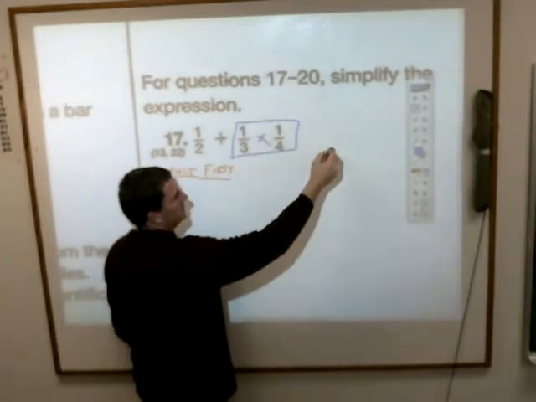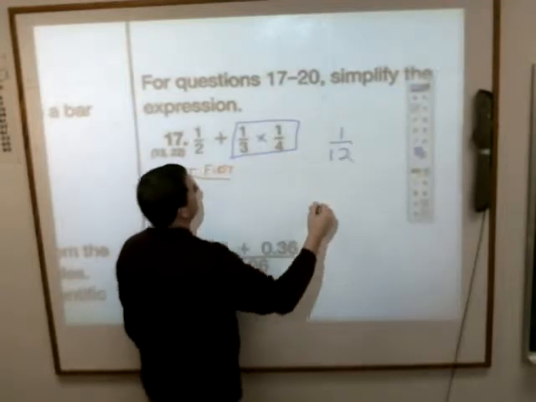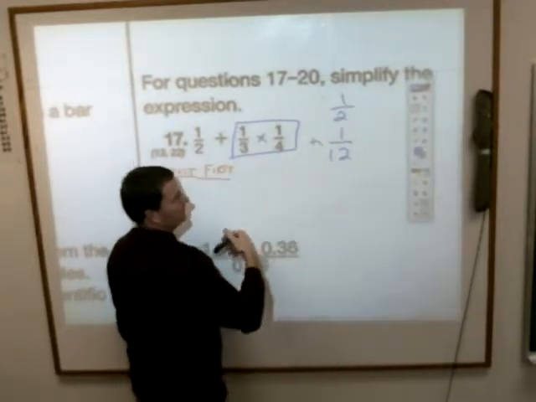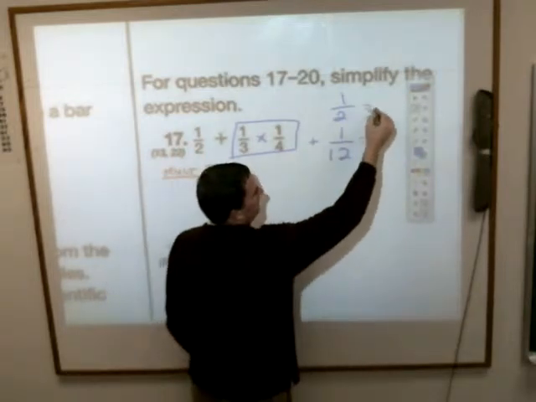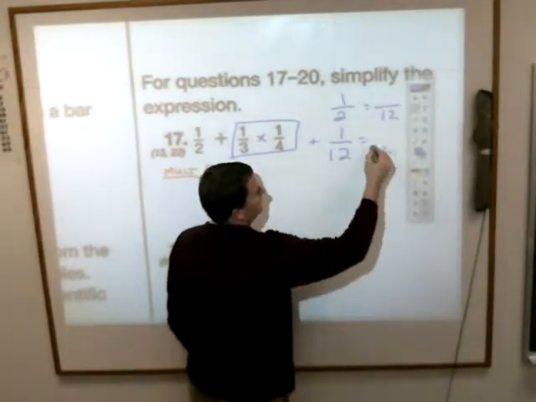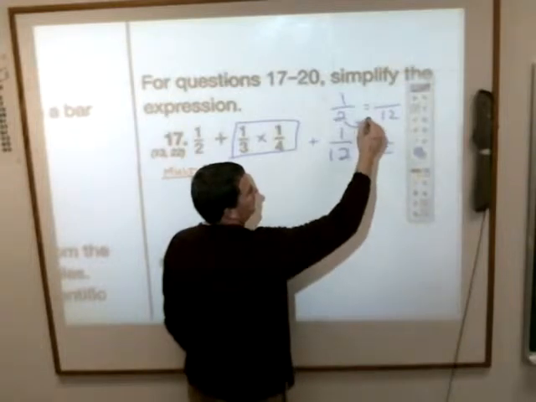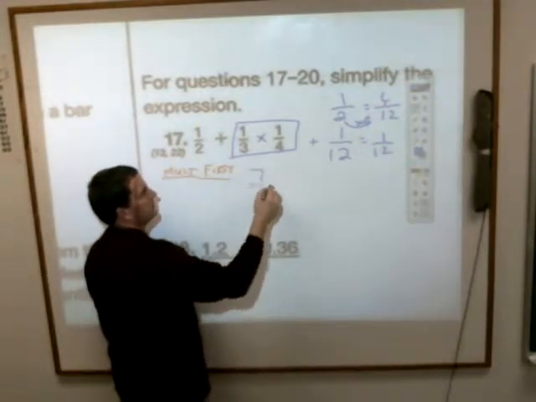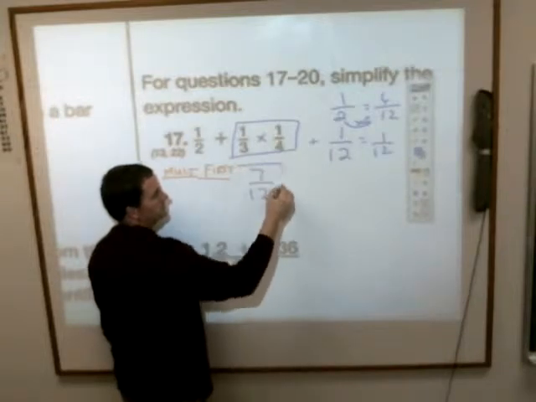You multiply this, it is 1/12. And you are adding 1/2 to that, or adding that to 1/2. Doesn't matter with addition. Common denominator of 12. This stays 1/12, and 1/2 times 6 over 6 is 6/12. 6/12 and 1/12 is 7/12.